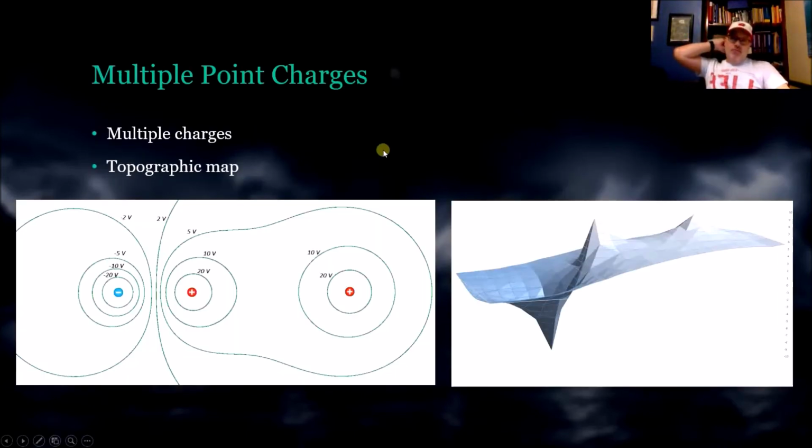All right, what if we have multiple point charges? Now, we did this lab in class, and what we did is we produced this topographical map of what the electric potential looks like. This charge distribution right here is the same as this charge distribution. We're looking at the same thing. So if you take this and slice it across horizontally, you'll end up with these circles of equal elevation or equal electric potential.